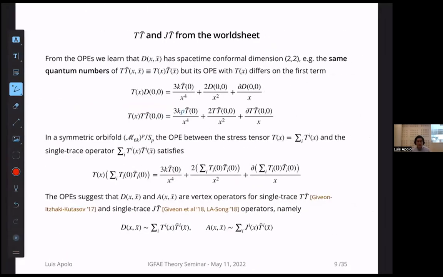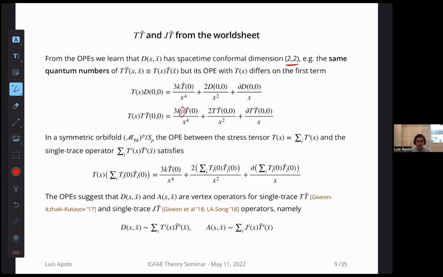And indeed, you can go ahead and compute the OPEs between all of these currents. And you find that the D operator, for example, has conformal dimension (2,2) on the dual CFT, meaning that it has the same quantum numbers as the TT-bar deformation. And indeed, you can compute the OPEs, and you see that they look pretty similar, as they should, except that they differ in the most divergent term. So you see that the OPE between T and the TT-bar operator has this additional factor of p. Now, in the context of holography, this p was counting the number of copies of the symmetric orbifold.